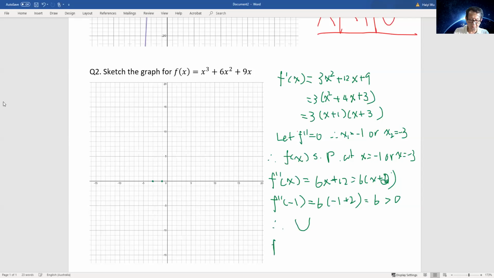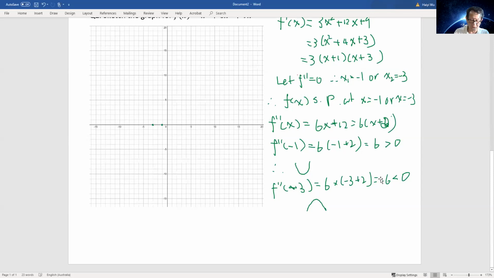Then we try the next one, -3. 6 times -3 plus 2, so the answer will be -6. It's negative, so concave down. So here, this is the concave up. Now, we need to find out what the stationary points exactly are. So let's substitute. We need to find out what f(-1) is first, by substituting into the equation.